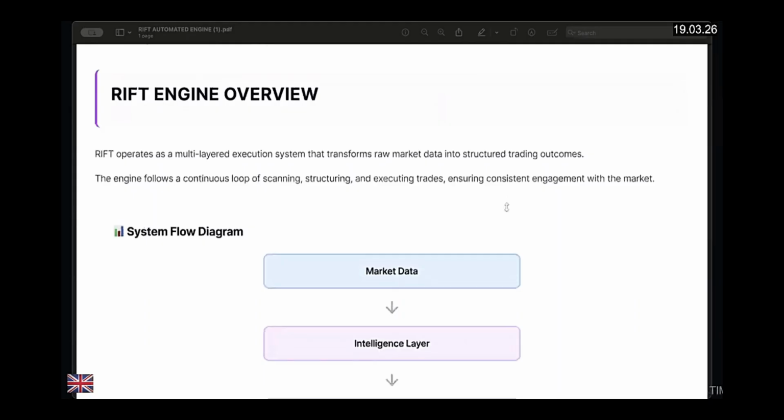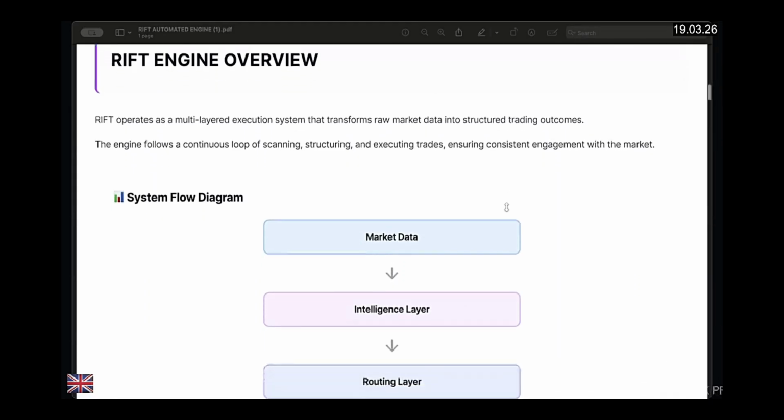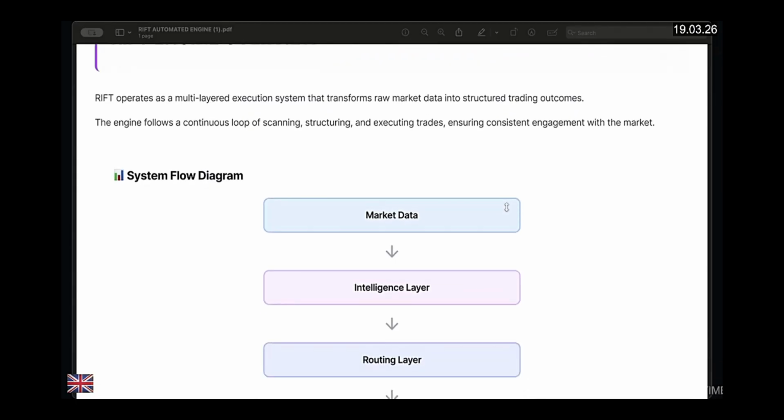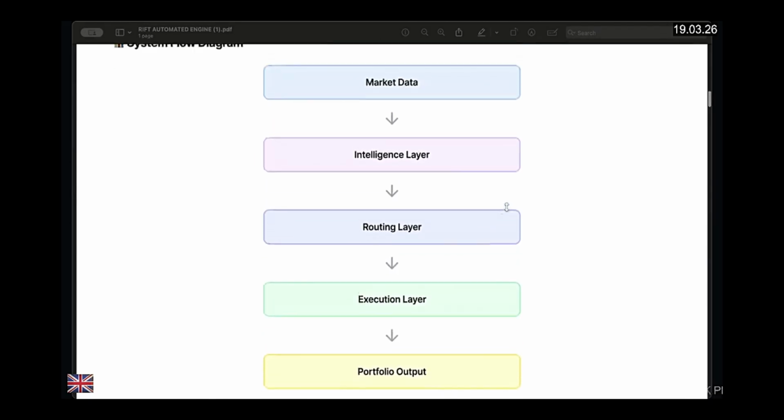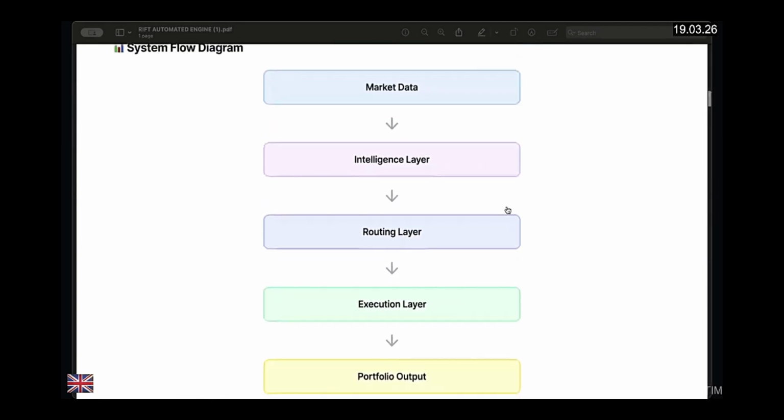So let's look at the layers of auto trading engine which we have built. It operates on a multi-layered execution system that transforms raw market data into structured trading outcomes from the intelligence layer of Rift which we have built for users, which you already use. And then this is the whole system flow pattern of auto trading engine that we have built.